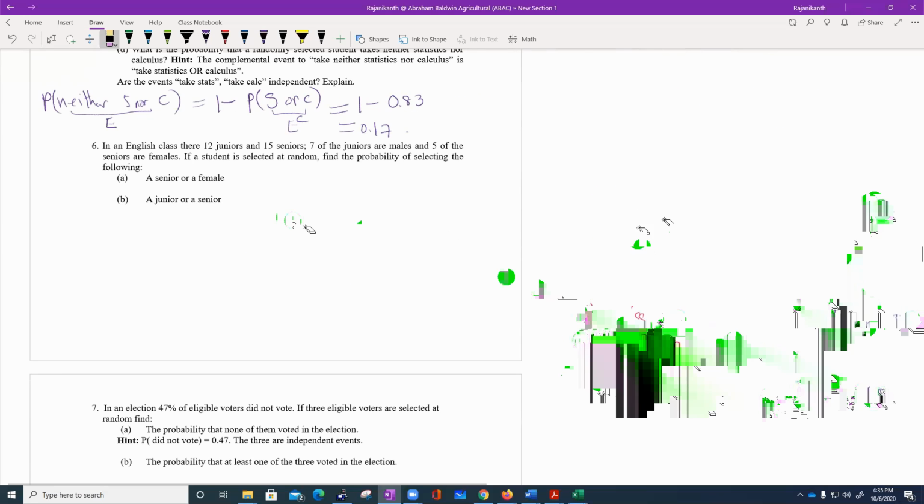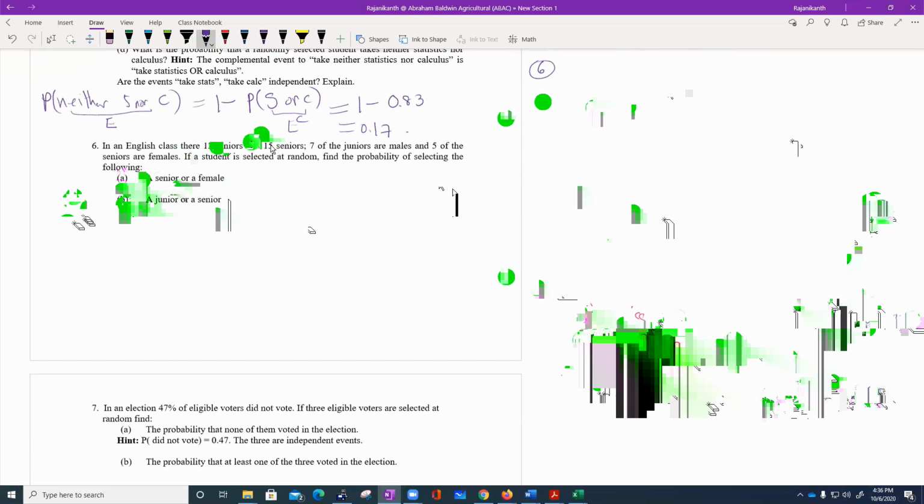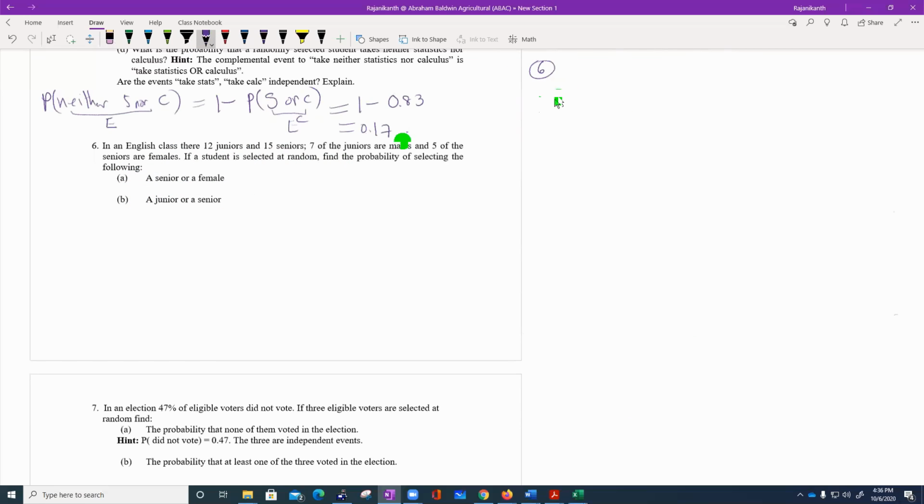Okay, look at problem number 6. To do number 6, if you want, you could make a table. If you have a table, the problem will be easier. I'm going to make a table. So I need, this is junior, this is senior, and this is the total. That side I could think of like male, female, and here I'm taking total.